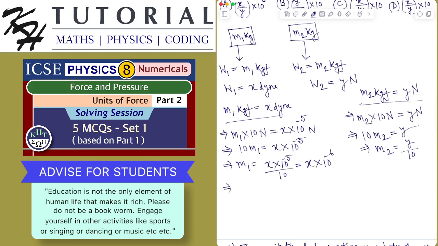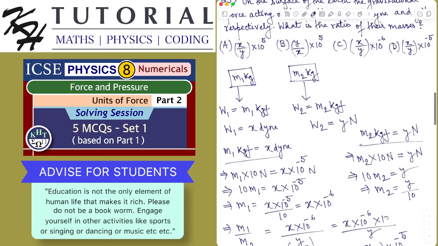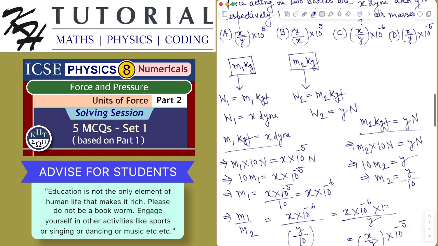Now I need to find what is m1 by m2. This is equal to x multiplied by 10 to the power minus 6 divided by y by 10. This is equal to x multiplied by 10 to the power minus 6 multiplied by 10 divided by y, and this is equal to x by y multiplied by 10 to the power minus 5. So the ratio of the masses of the two bodies is x by y multiplied by 10 to the power minus 5. So the correct choice is D. D is the correct choice.